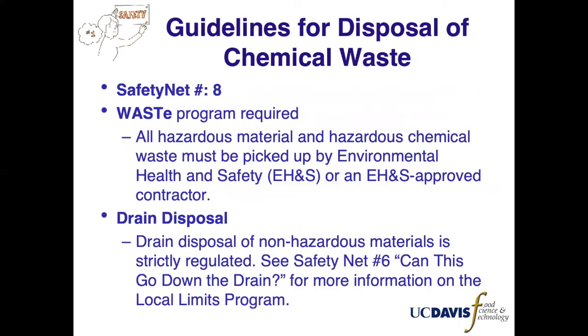Guidelines for disposal of chemical waste can be found in Safety Net 8. Another of the online safety tools is the Waste Program. This tool creates a hazardous waste label and sets a timer on the waste for when it needs to be picked up. All hazardous material and hazardous chemical waste must be picked up by Environmental Health and Safety, or an EH&S approved contractor. Not many chemicals can go down the drain, and drain disposal of non-hazardous chemicals is strictly regulated. More information on this can be found in Safety Net 6.